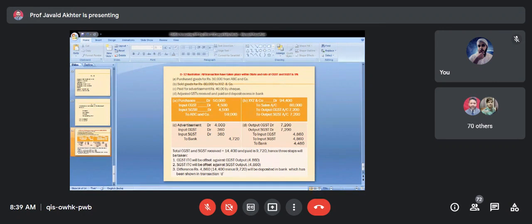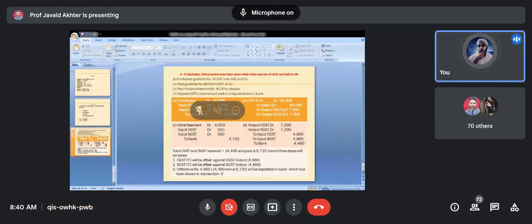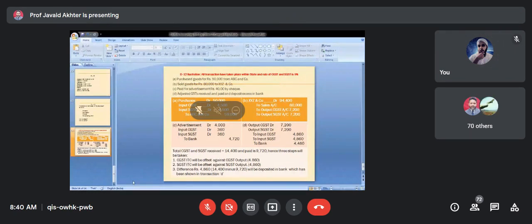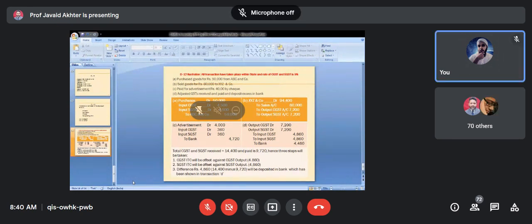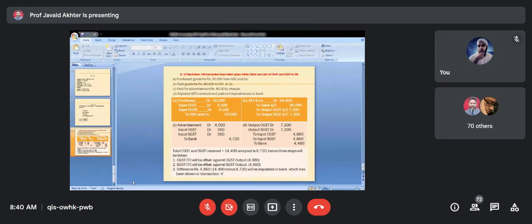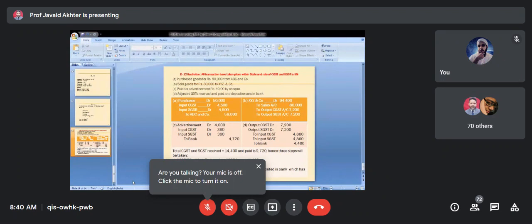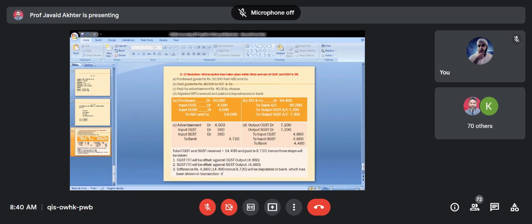So GST in our country broadly has got two classifications: within a state and outside the state. Within a state is known as intrastate, SGST. Outside the state, it is known as interstate, IGST. Now, before I proceed, see, when you buy goods, you pay GST or you receive? We pay GST.